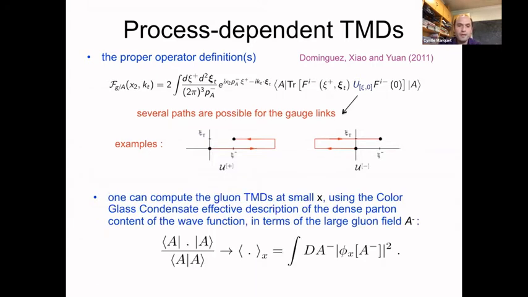This is a qualitative statement, but we can make it more quantitative. We can actually try to calculate them using the CGC effective theory. We basically replace the hadronic matrix element by a classical field integration over a probability distribution for the classical fields.